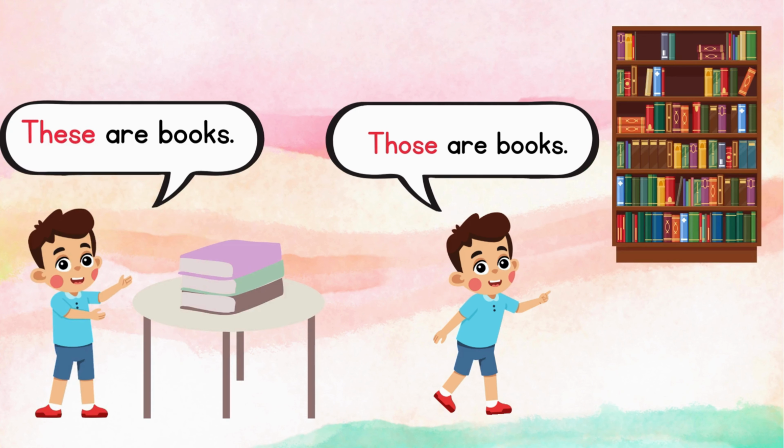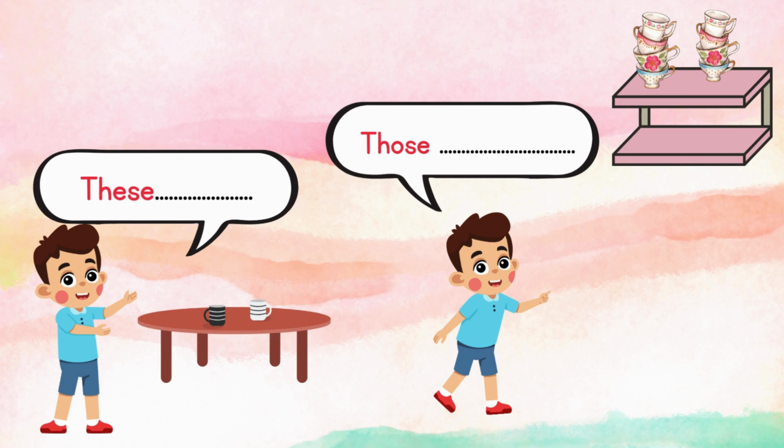Very good. Go to the next picture. These are books and those are books. Okay, now your turn. Look at the pictures and make sentences.